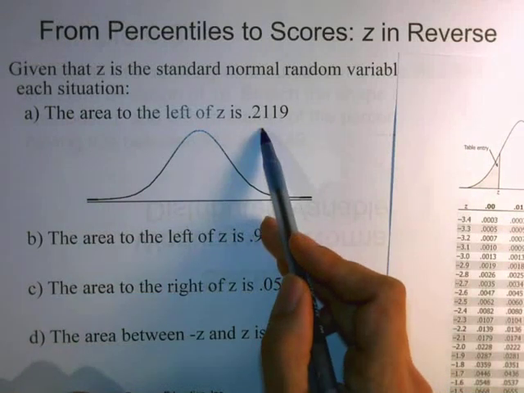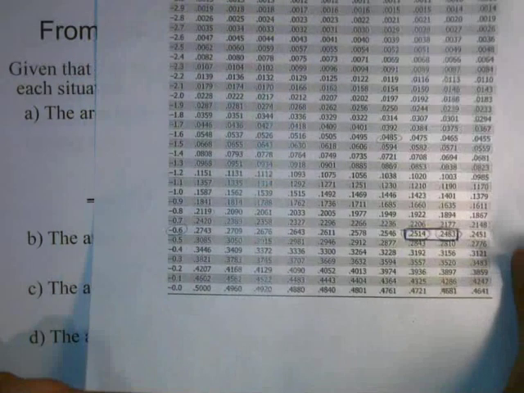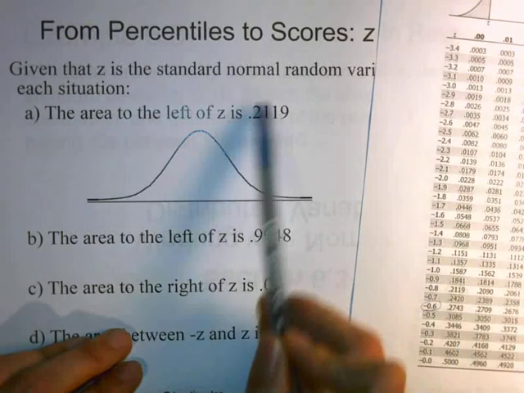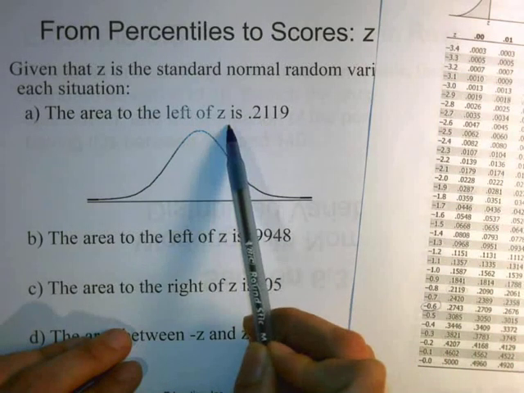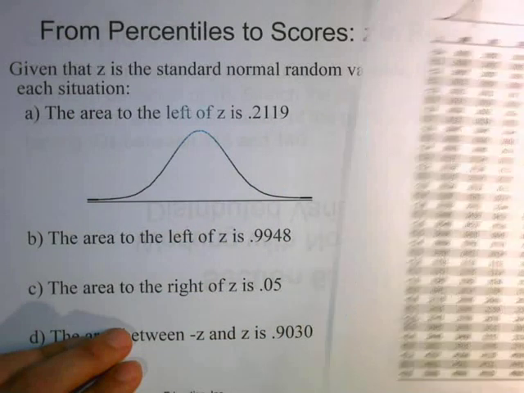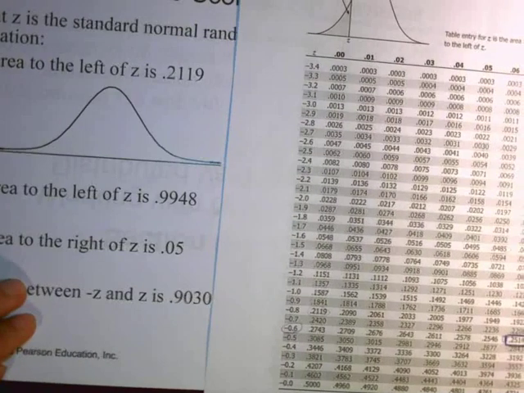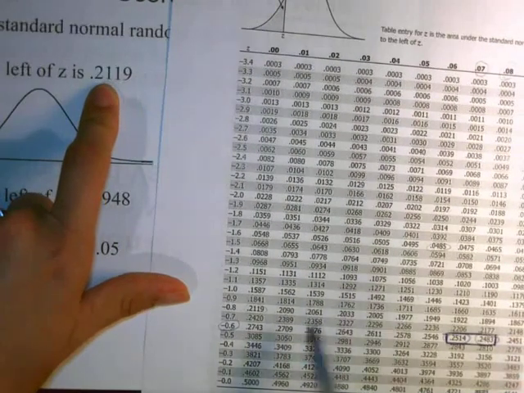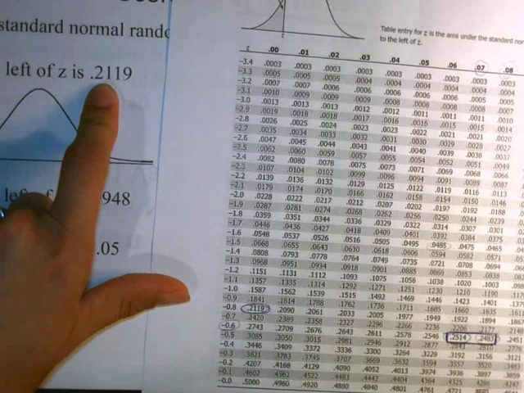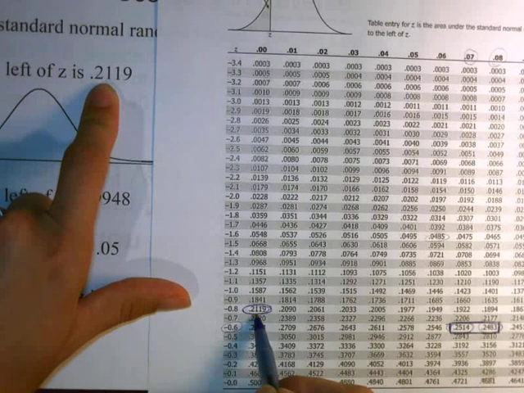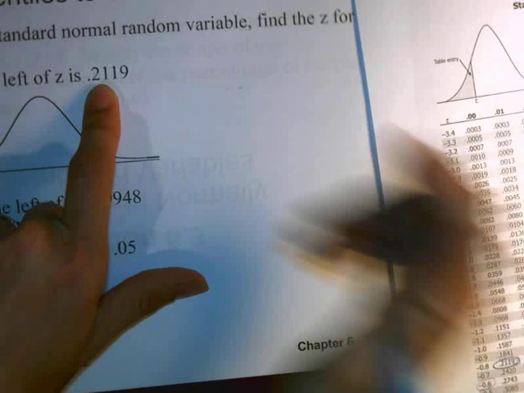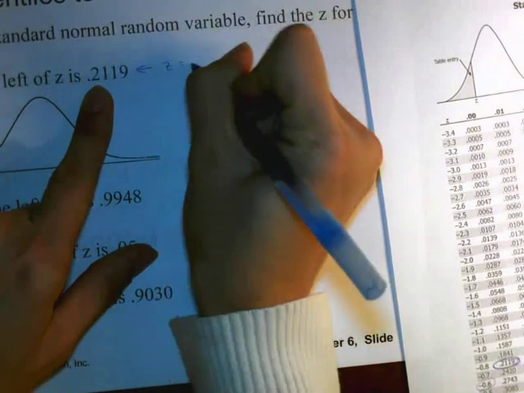Okay, so I'm looking for the area to the left of z is 0.2119. And when I go through here, because the area is less than a half, I know I'm going to be looking on the negative side of the z table, because all of the z values less than a half are negative z's and all the values greater than a half are positive z's. So let's look on the negative side of the table, and I'm looking for 0.2119. So I find 0.2119 right there. So the z-score that corresponds to 0.2119 is negative 0.80.